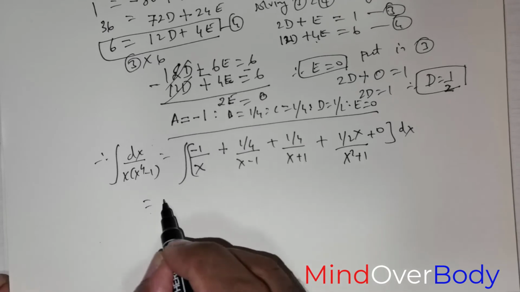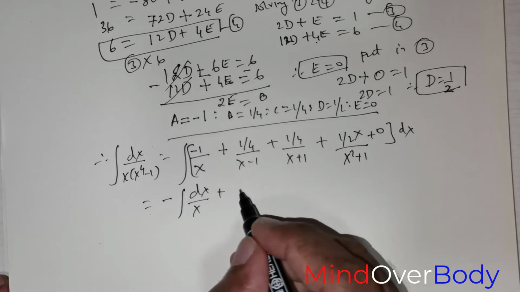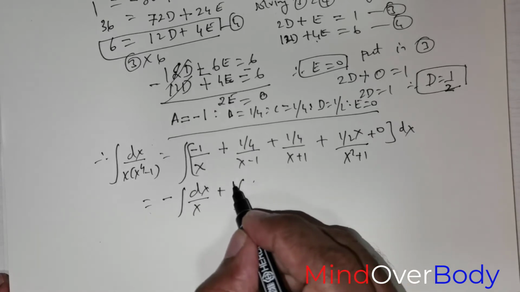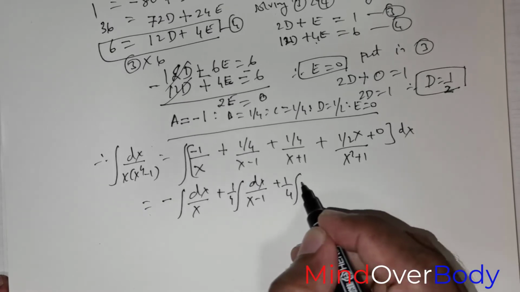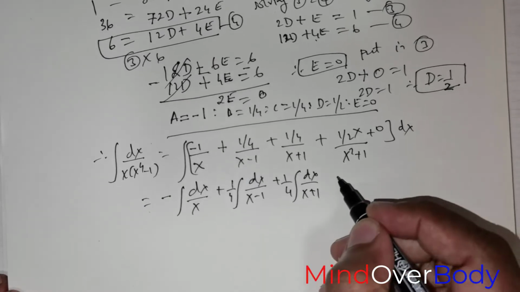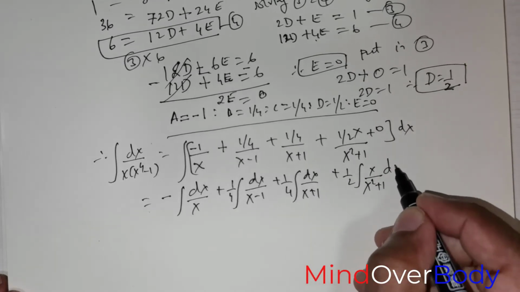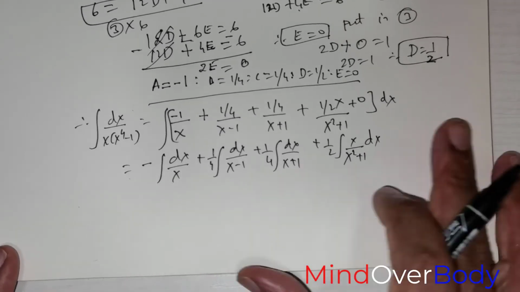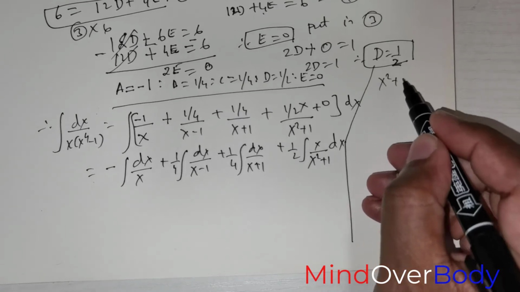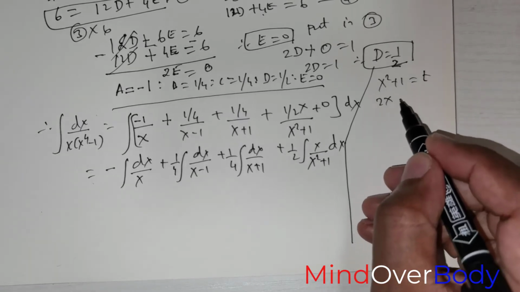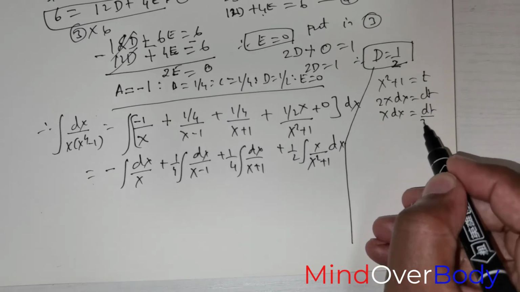So if I were to rewrite this, it's going to be negative integral dx over x, plus integral 1 over 4 dx over x minus 1, plus 1 over 4 integral dx over x plus 1, plus 1 over 2 times x over x squared plus 1 times dx. Now all of these integrals can easily be obtained, but for this I'm going to take x squared plus 1 is equal to t, so that's going to be 2x dx is equal to dt. So from here x dx is equal to dt over 2.